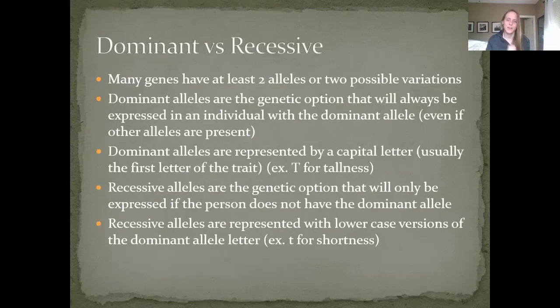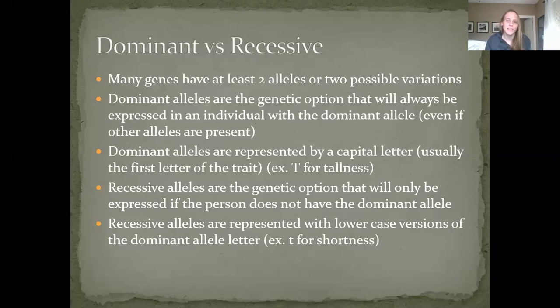Okay, so I've already used some of these words, dominant and recessive. Most genes can either be dominant or recessive. With a dominant allele, that means that if an individual has the dominant version of a gene, then that trait will always show up. We always represent dominant alleles with a capital letter, usually the first letter of whatever the trait is. So we would say a capital T for tallness, because in Mendel's peas, tall is dominant over short.